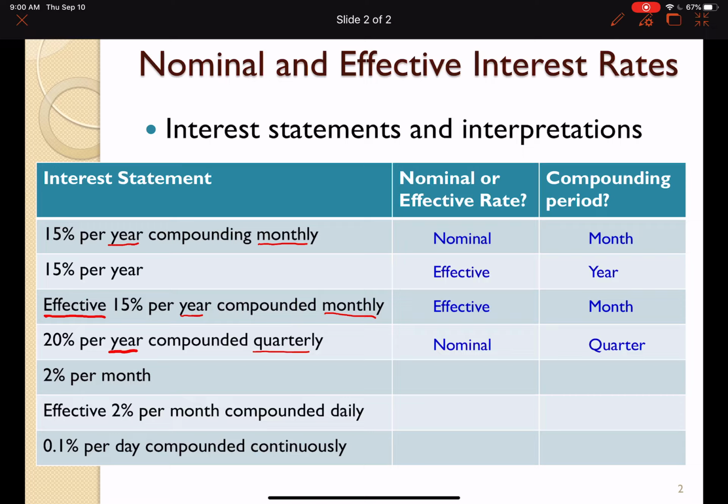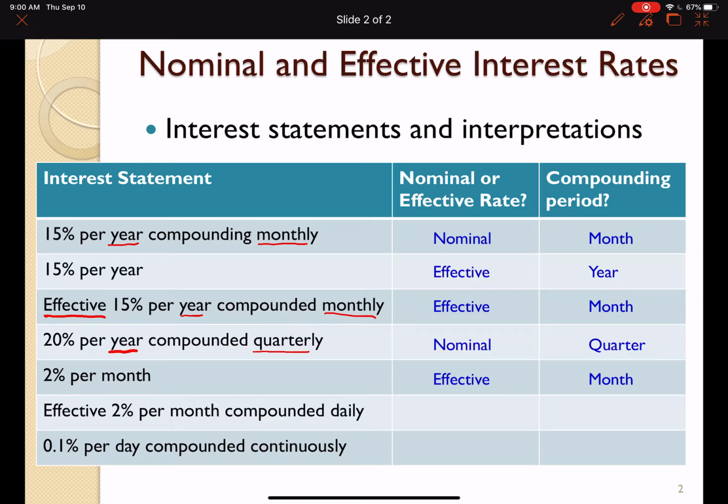The next one, the fifth one: 2% per month. It's similar to the second scenario, 15% per year. They don't say anything about the compounding period, then it will be effective, and the compounding period is the same as the interest period they expressed, which is per month. So it will be effective monthly.